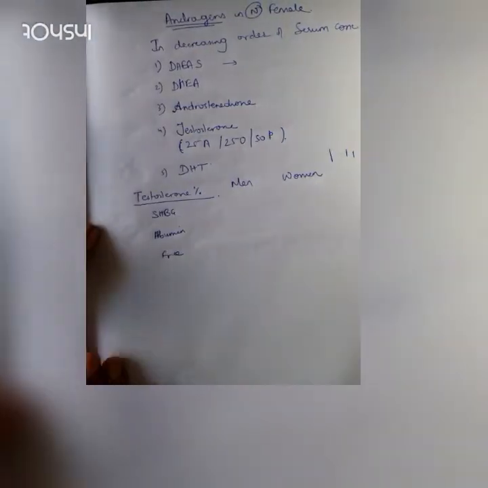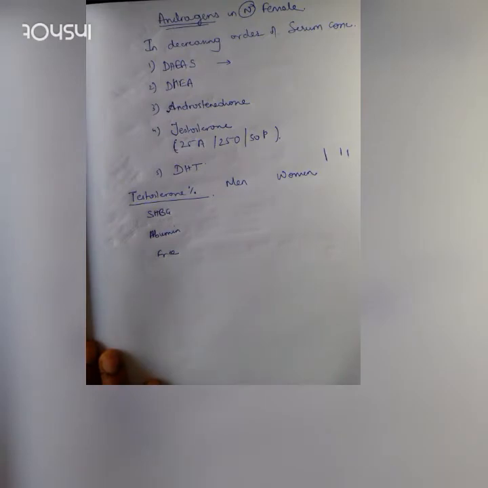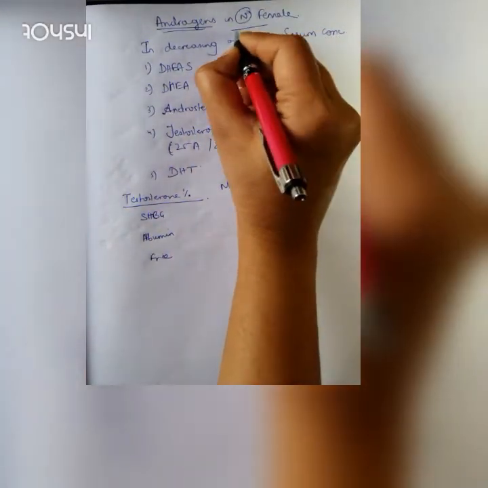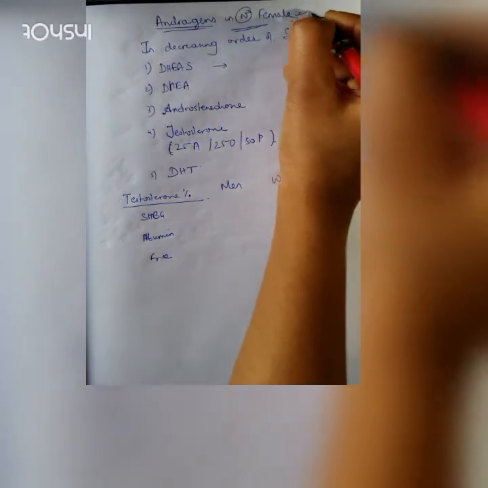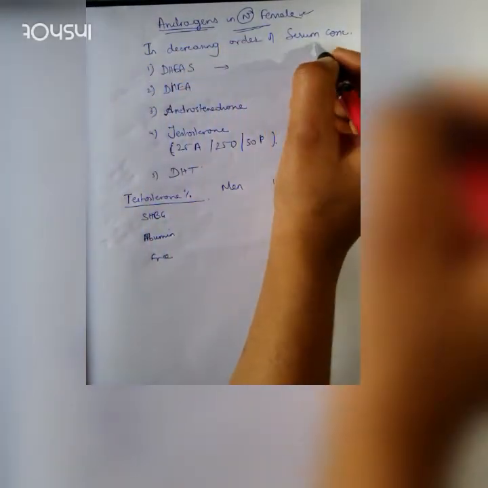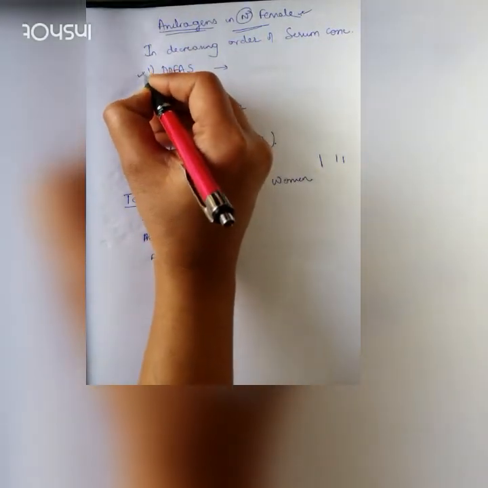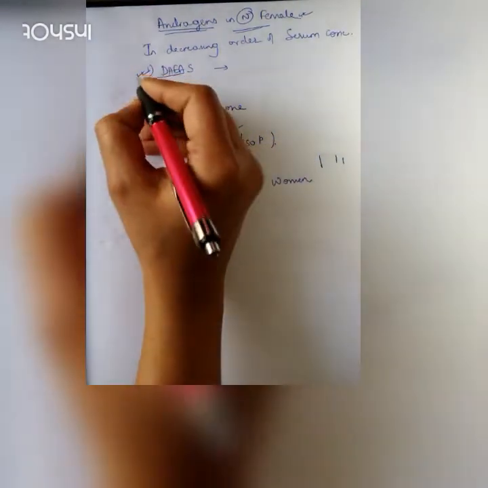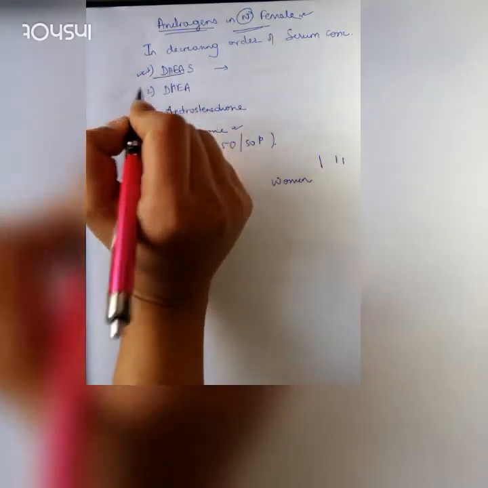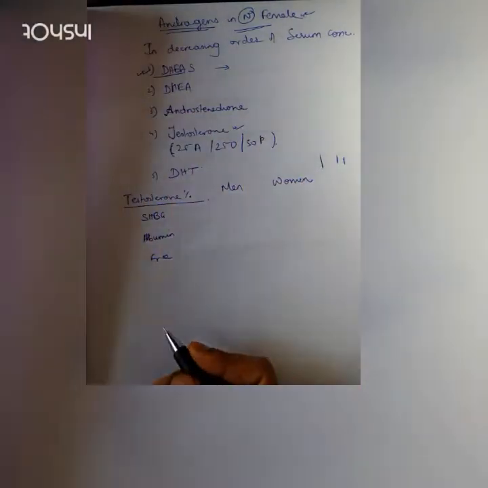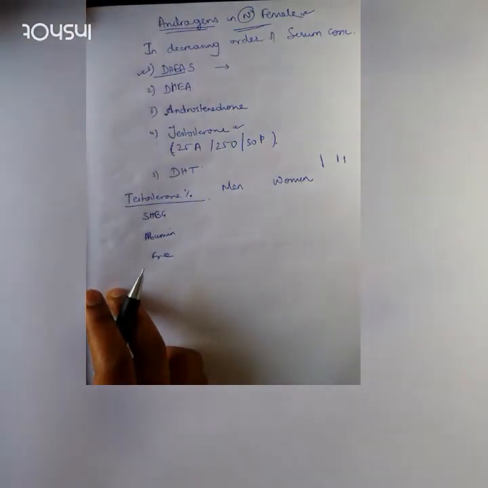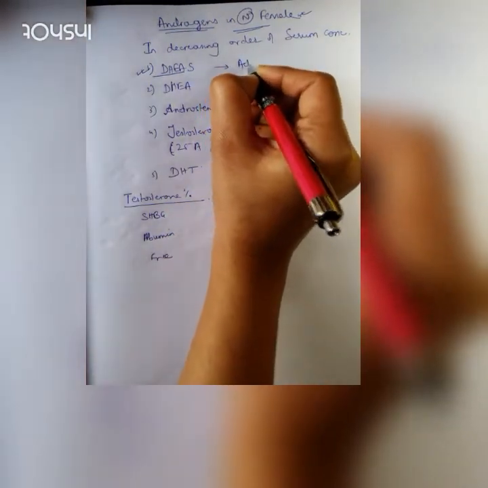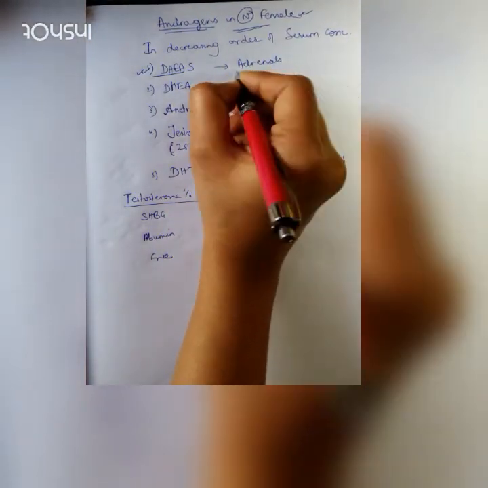Alright, now let us see what are the normal androgens present and at what levels they are present in a normal female. This is not a PCO female I'm talking about. I'm talking about a normal female. In decreasing order of serum concentration, the maximum amount present in a normal female is DHEAS, in contrast to men. They have the maximum amount of testosterone. So here, because adrenals is the main source of androgens, DHEAS is the major androgen they have. The source of DHEAS is adrenals. The main source is adrenals.